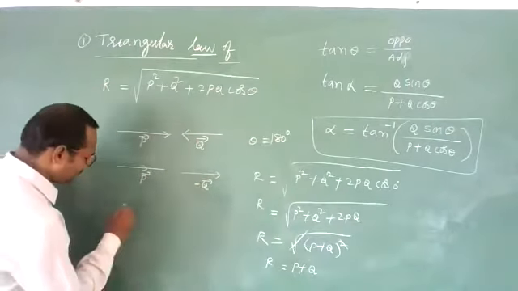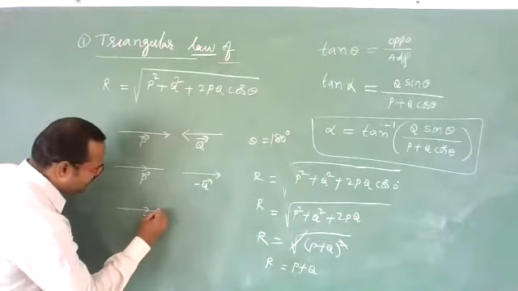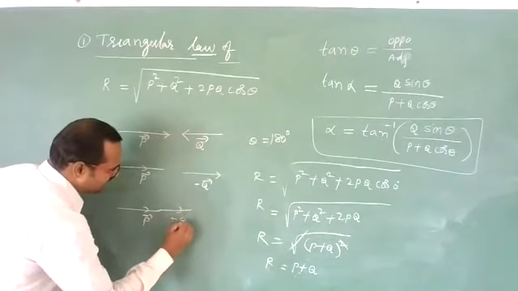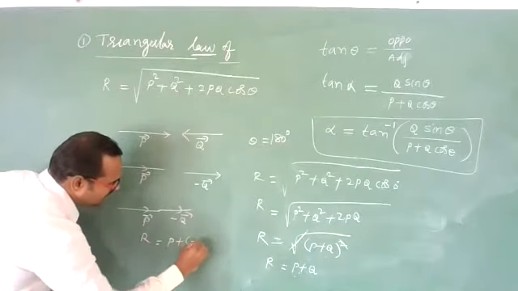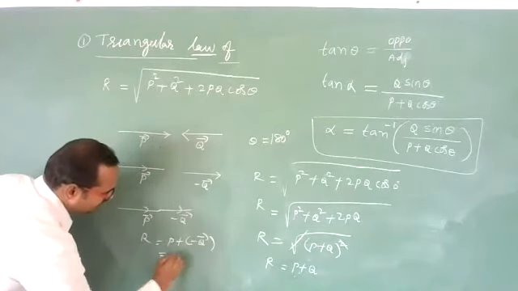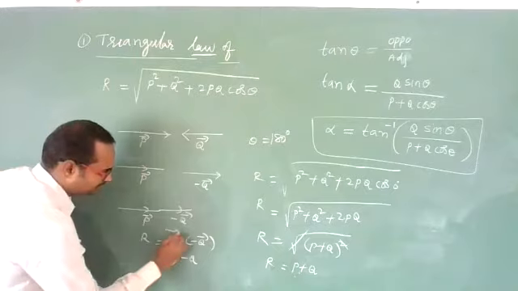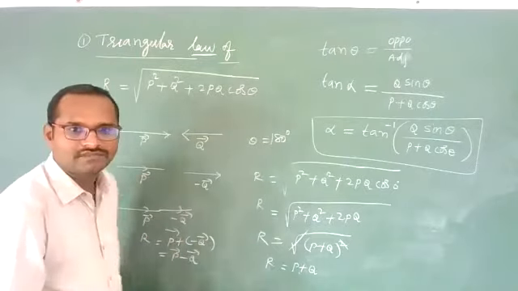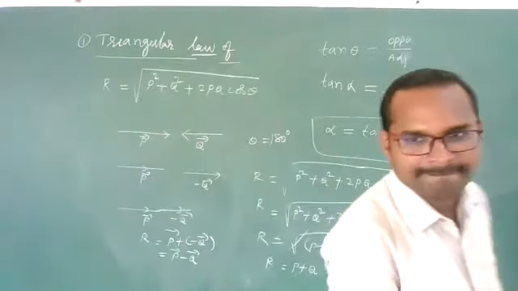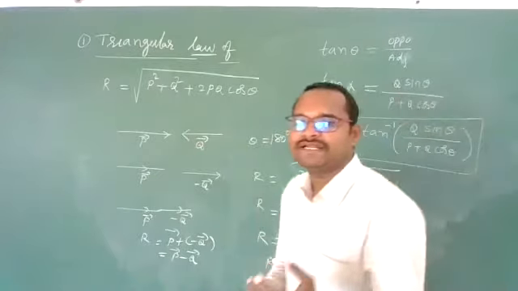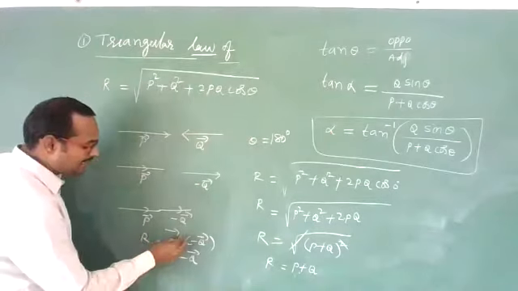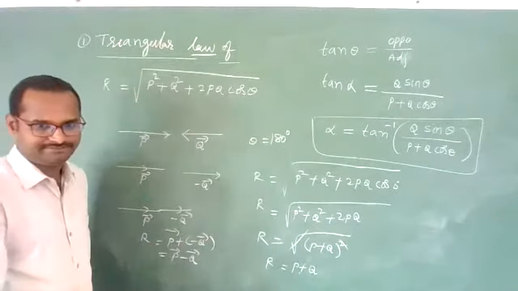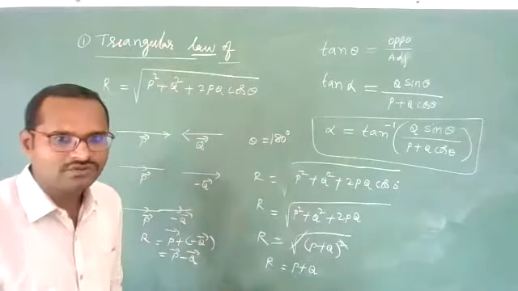Now add them. You will get this is p bar, this is minus q bar. So the resultant will be p plus minus q, which is nothing but p minus q. Are you getting? So if you want to subtract any vector, you are adding the negative of that vector. That's it. Mathematically, how to find, sir?